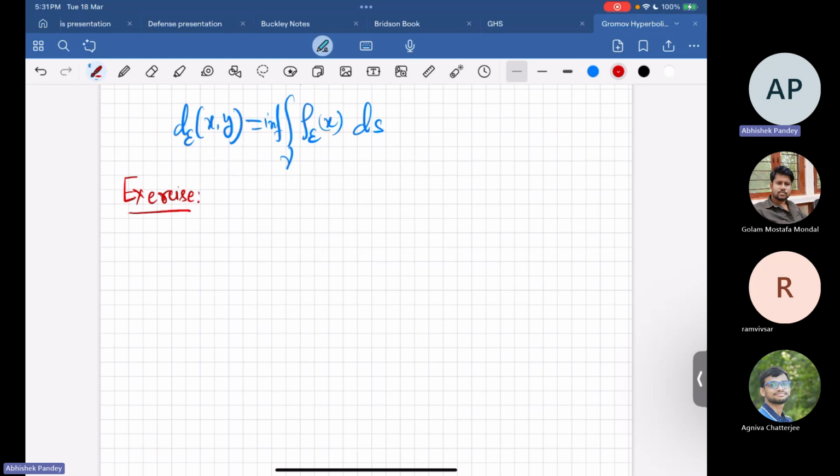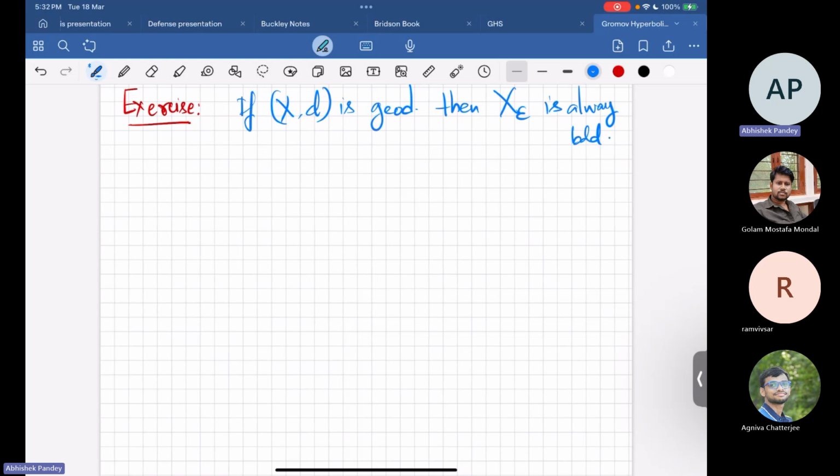So the first thing is, if (X, d) is geodesic, then X_epsilon is always bounded. So we get that this is a bounded metric space once we assume that (X, d) is geodesic. Of course, this is what we are going to do, we are going to assume that (X, d) is a geodesic metric space.